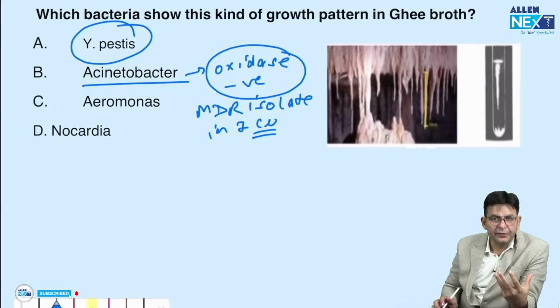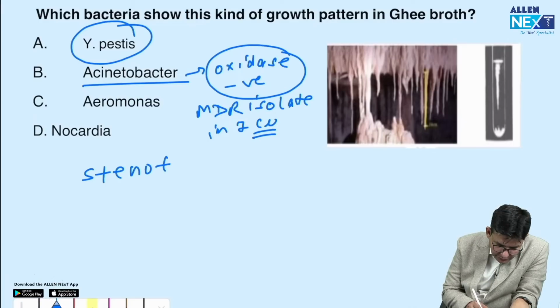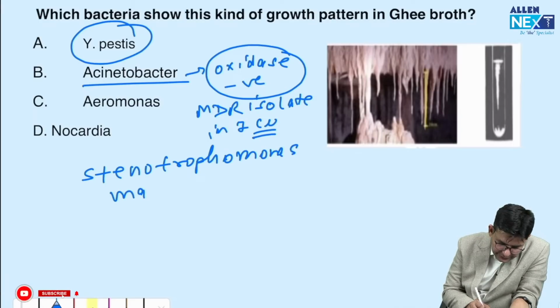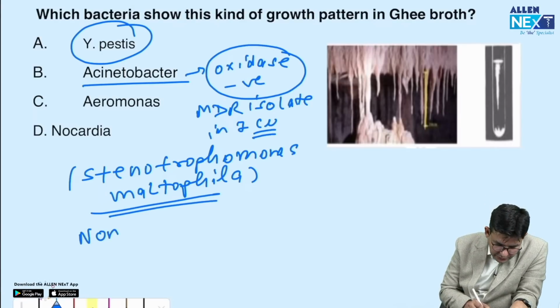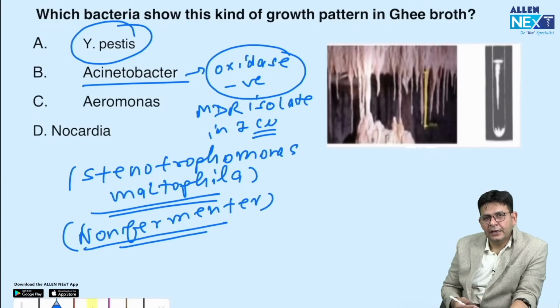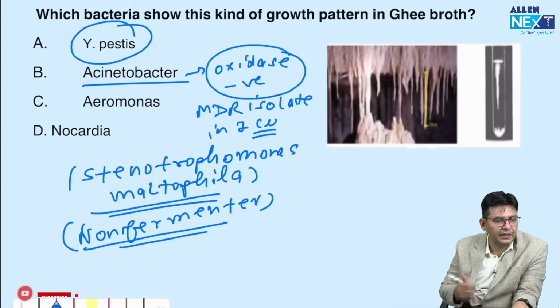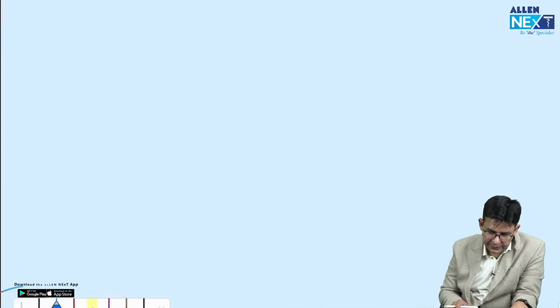And a recent INI-CET question, this name at least you should know: Stenotrophomonas maltophilia. If by chance you get this name in your paper, Stenotrophomonas maltophilia, this is also a non-fermenter. Interestingly, it is resistant to a number of drugs and susceptible to cotrimoxazole. This was asked in INI-CET and can be repeated again. Okay guys? Let's move.